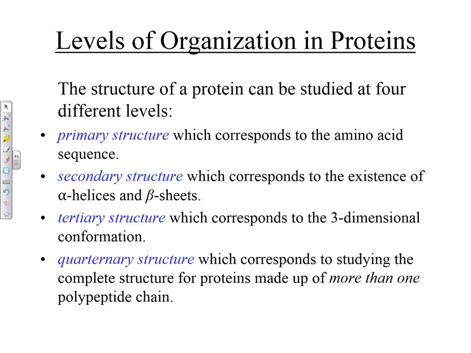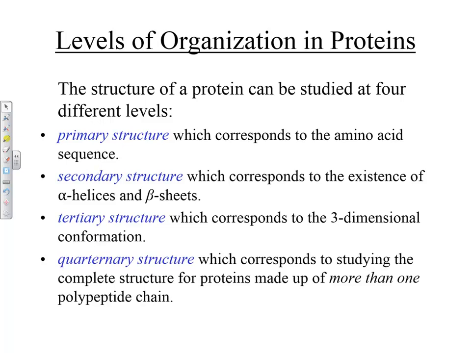Levels of organization in proteins. The three-dimensional structure of a protein can be studied at four different levels. The first is the primary structure of a protein, which corresponds to the amino acid sequence. That really has the information for the entire shape of the protein. It's just that we don't know how to go from the amino acid sequence to the structure for most proteins. The next level is the secondary structure, which is the existence of alpha helices and beta sheets. If it's a large protein, it has many, so you try to identify where the alpha helices and beta sheets are.